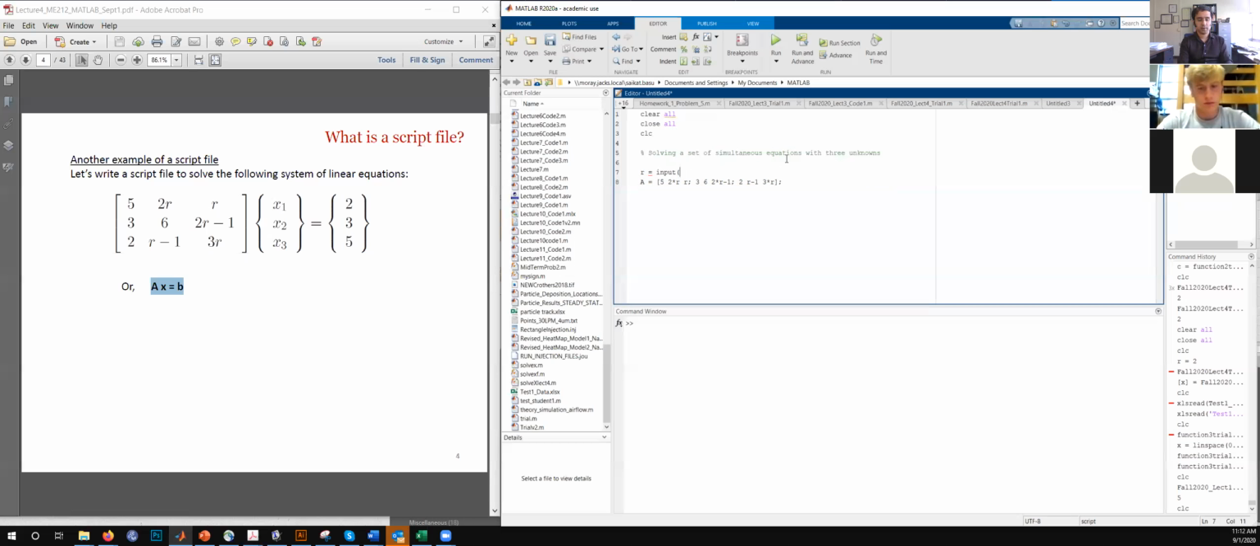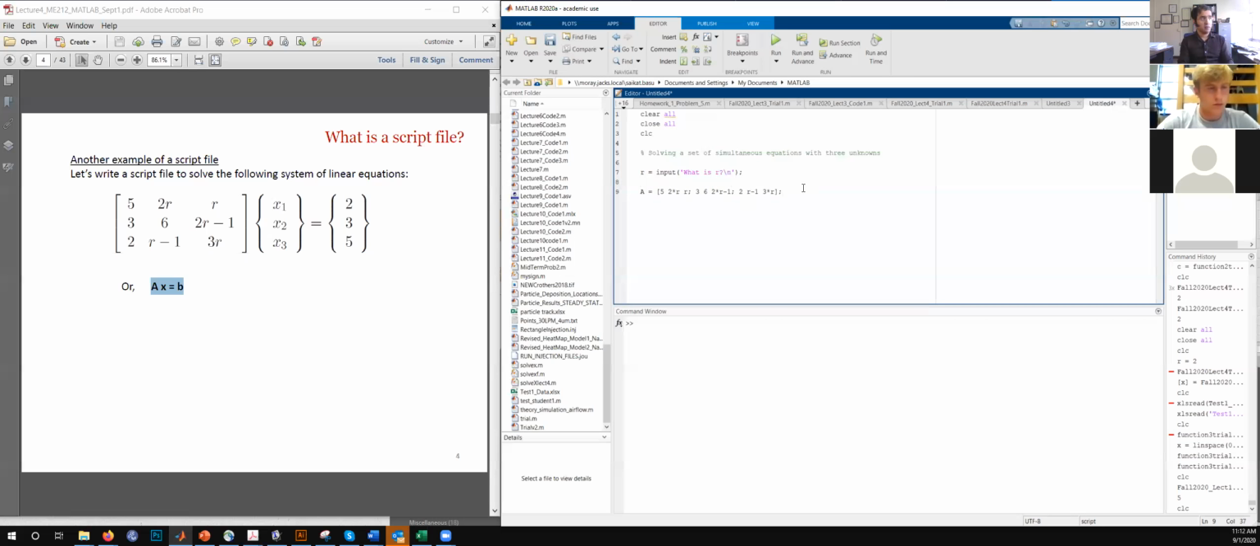Input, 'what is R?' and this \n would take the control on the command window to the next line. So \n and single quote close. So yeah, we introduce R here and then A.